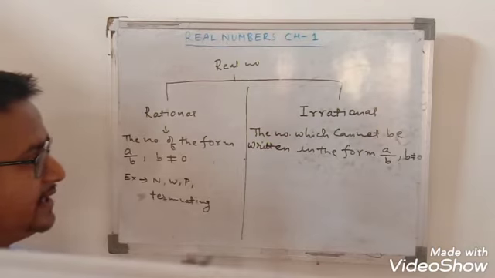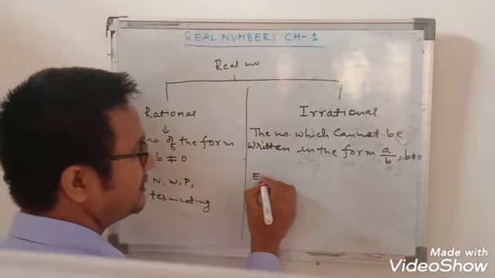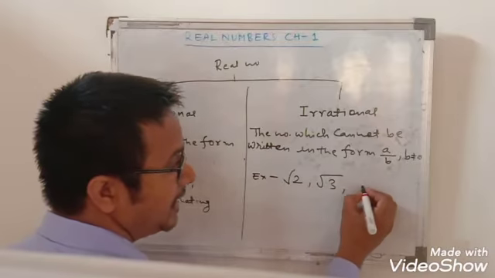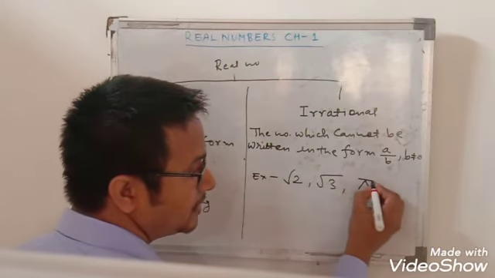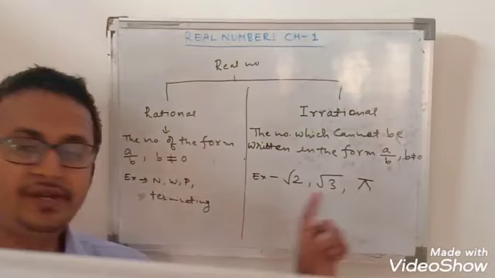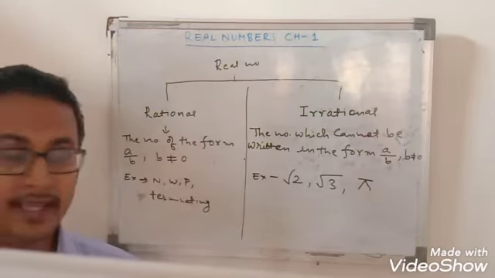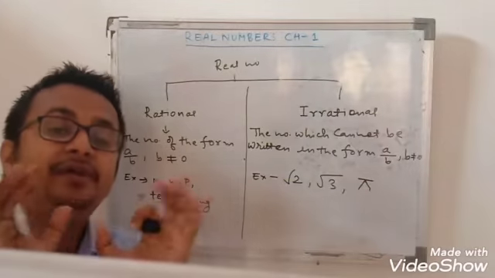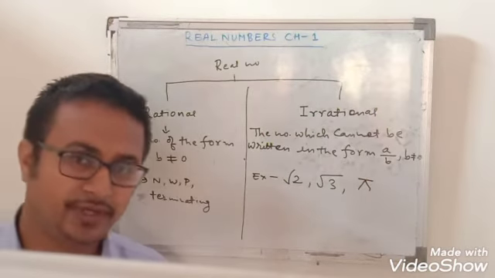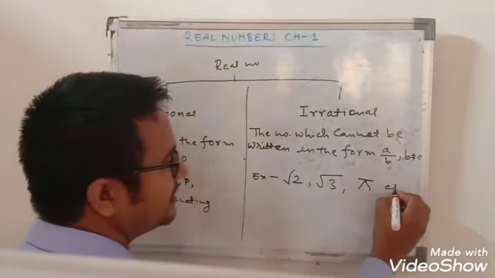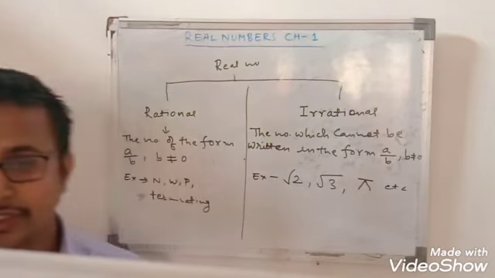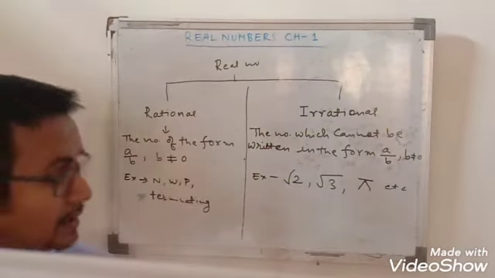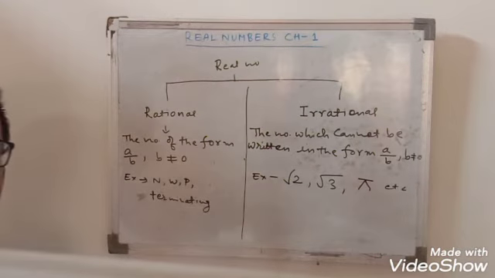Just recall it. Irrational number examples: √2, √3, and pi also, because the decimal expansion of pi is non-terminating, non-repeating. So the decimal form of irrational numbers is non-terminating, non-repeating. Got it? So all these are irrational numbers. You did this. Yes. Okay. Now again, decimal expansion.